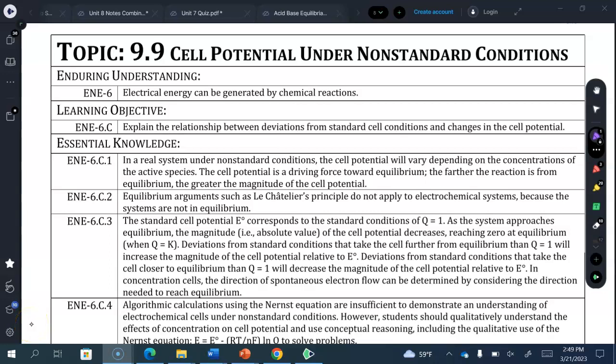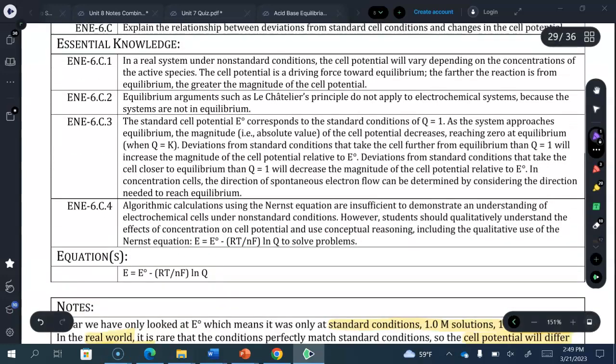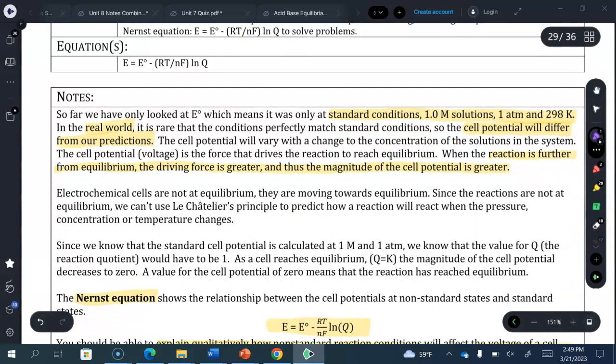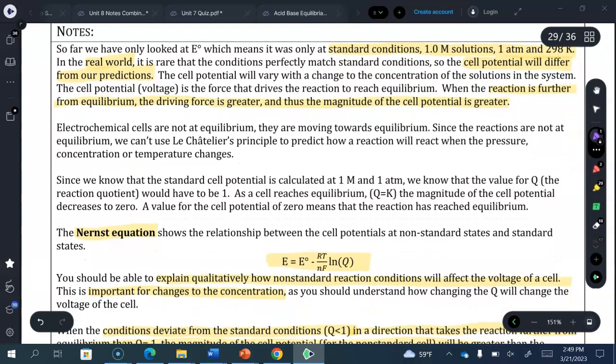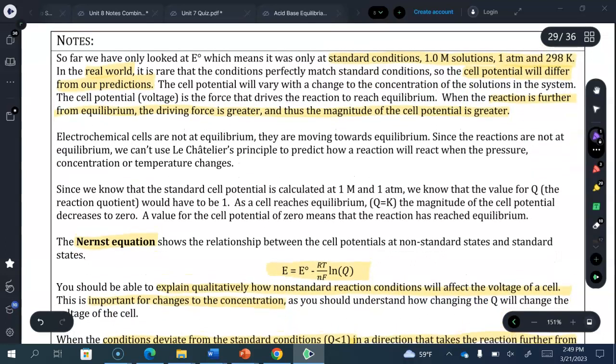Hello everyone, welcome to topic 9.9, cell potential under non-standard conditions. By the end of this, you should be able to explain the relationship between deviations from standard cell conditions and changes in cell potential.